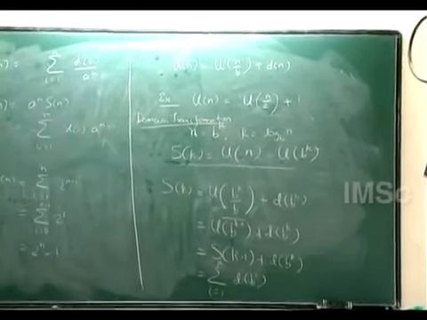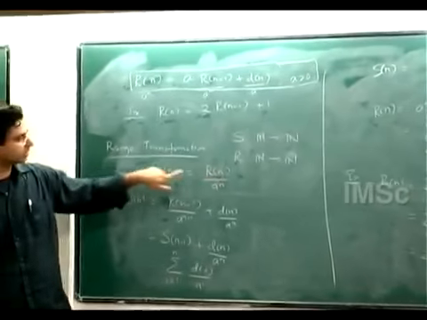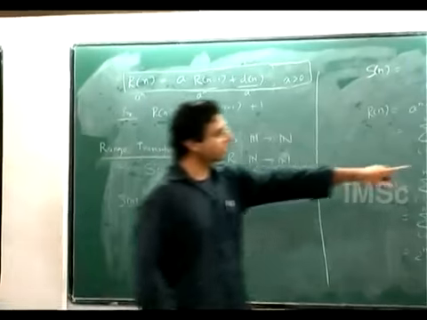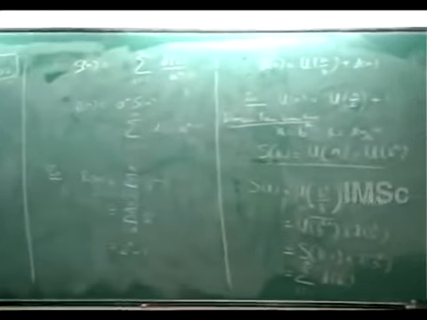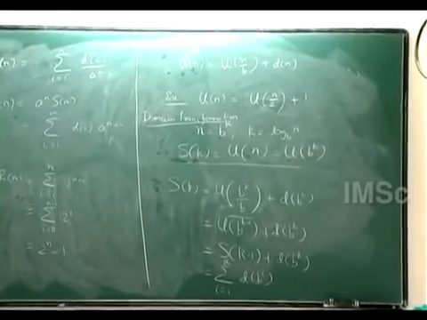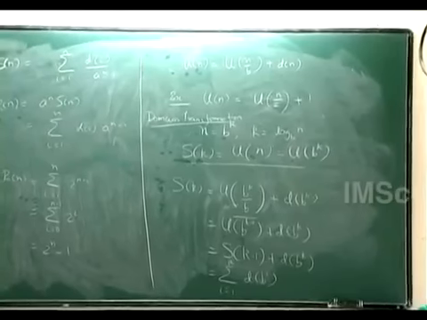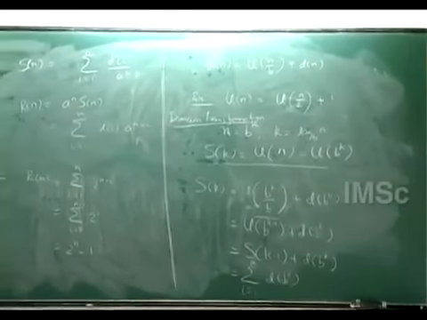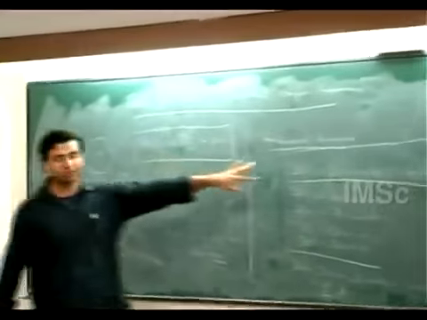So this was the range transformation. Here the domain, the variable remains the same, n. Here the variable changes from n to k. And the claim is that using these two transformations, either transforming the range or transforming the domain, we can reduce this general recurrence to the fundamental recurrence.